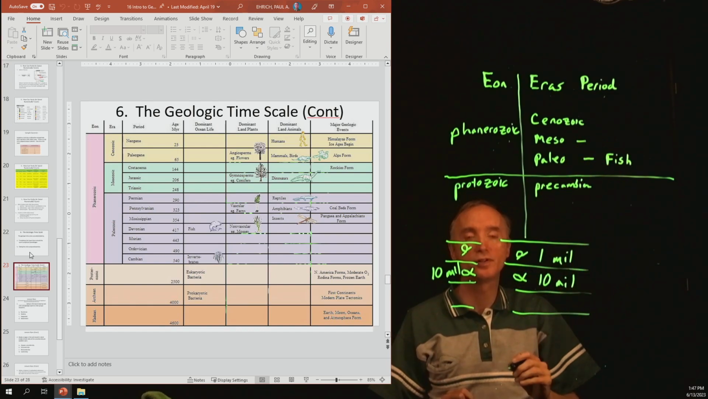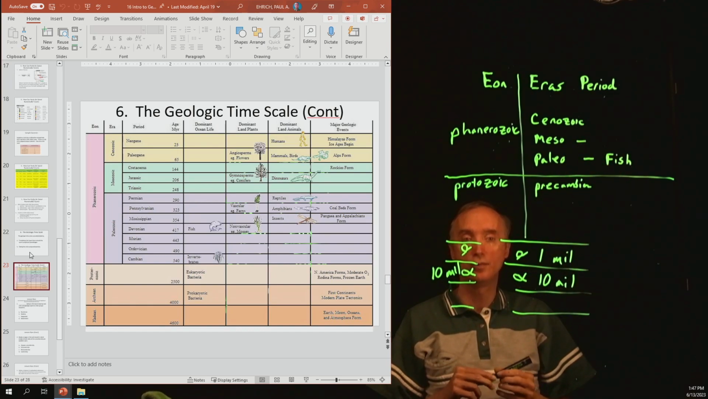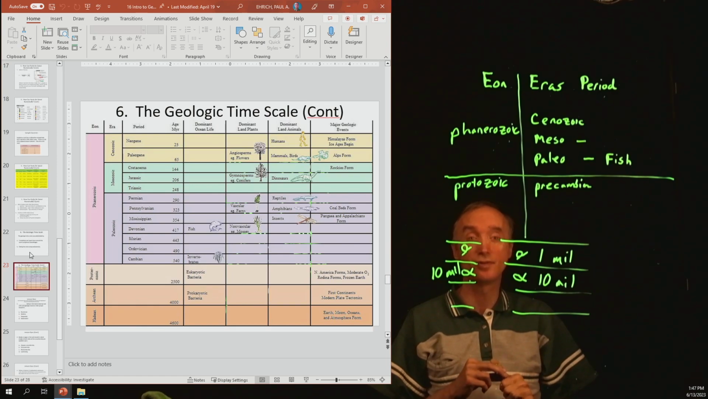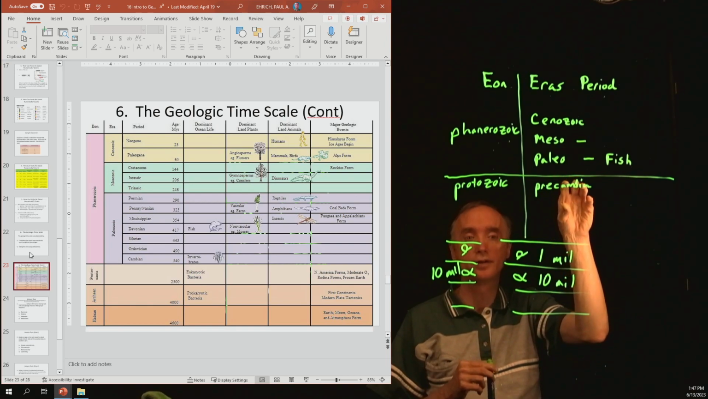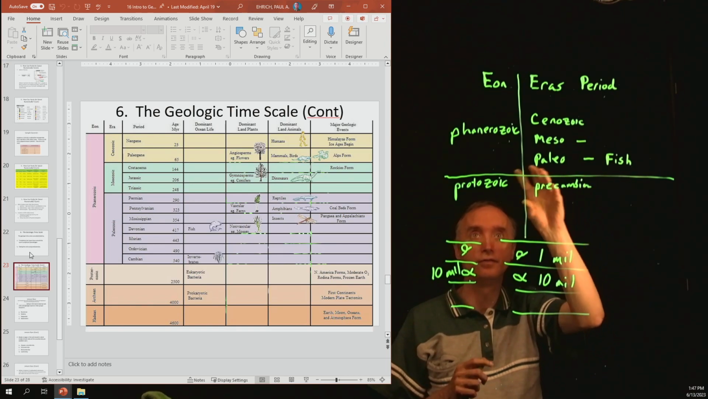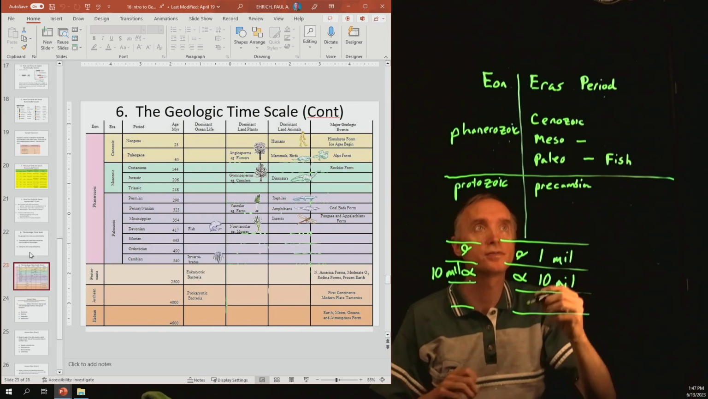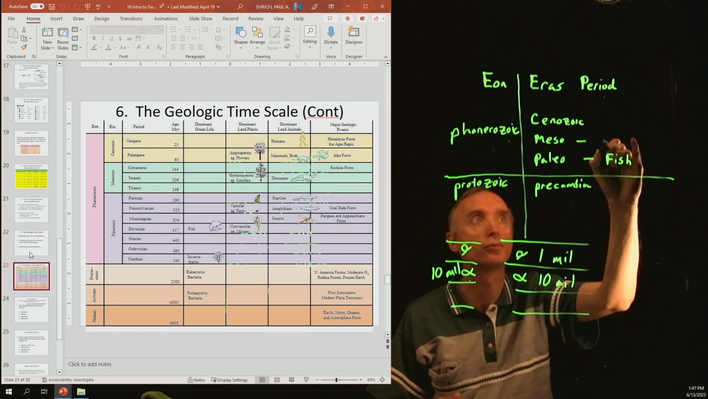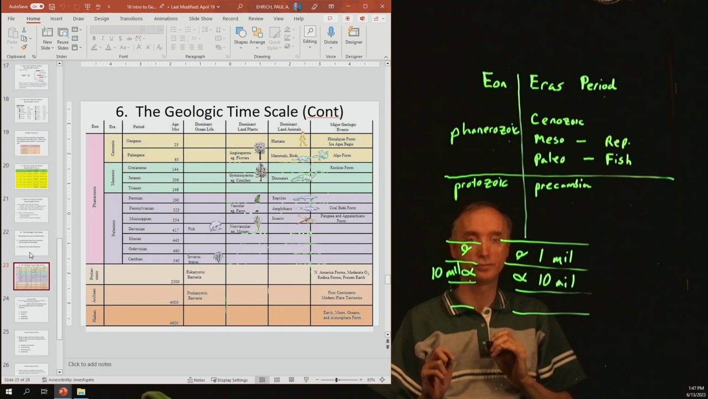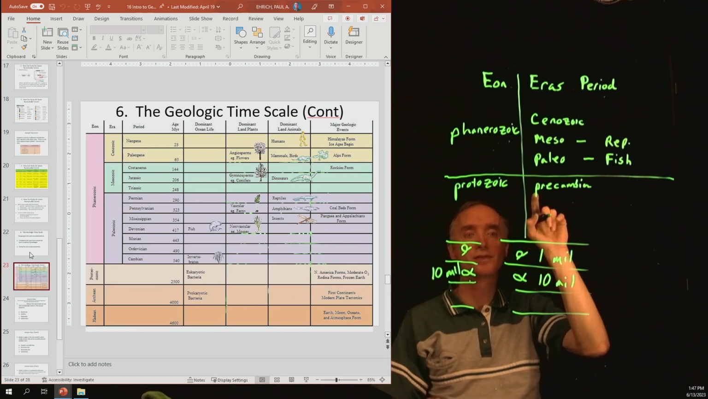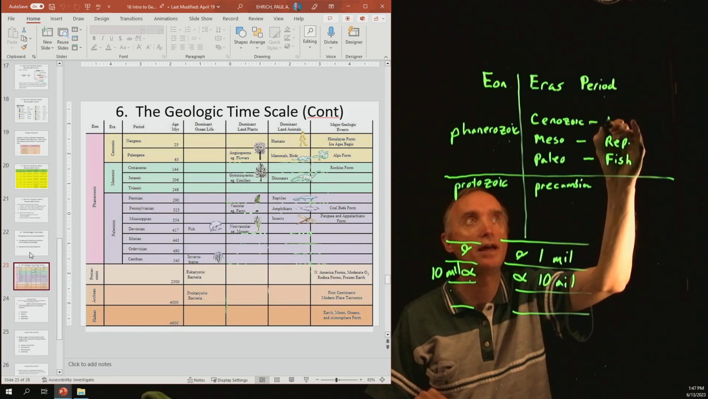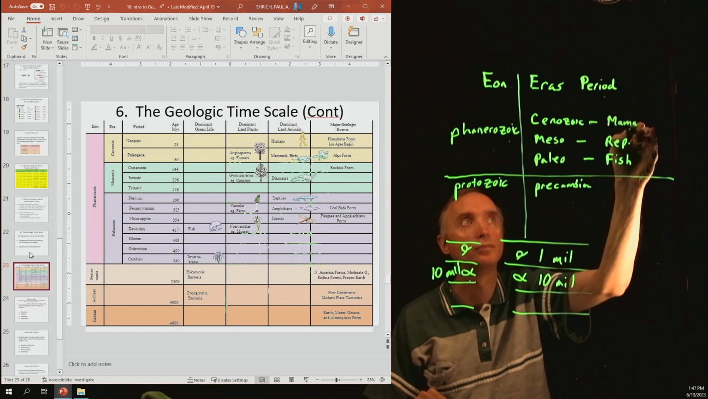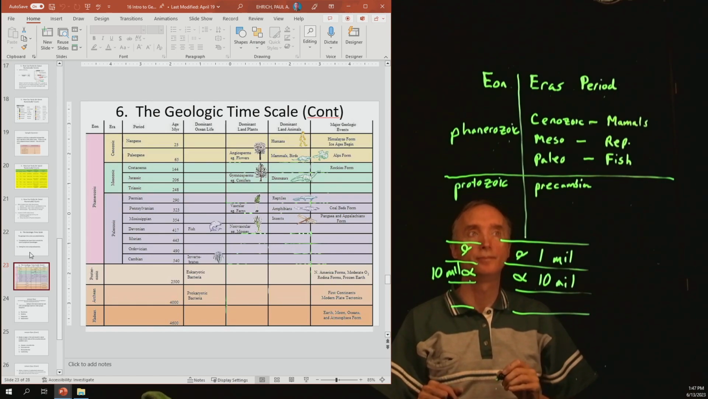Now, let's do the Mesozoic. Do you remember when we talked about the mesosphere being the middle part of the Earth? It was also the middle part of the atmosphere. So the Mesozoic is going to be the middle part of the Phanerozoic. And this is going to be the age of the reptiles. So this is when you're going to have your dinosaurs. Then you've got the Cenozoic, which is the modern, and this is going to be the age of the mammals during this period of time.